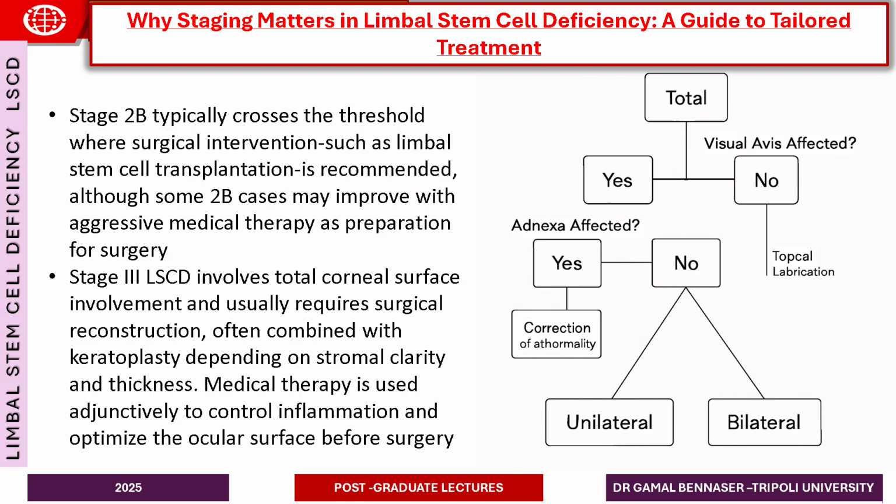Now, in cases of total limbal stem cell involvement, ranging from stage 2B, where 2 means there is affection of the central 5 millimeter, so there will be some visual involvement, and B means that we have more than 50% involvement of the limbus, so there is no C in stage 2. Along with stage 3, these cases usually need surgical interventions in the form of limbal stem cell transplantation, but still we have some cases in which there is sparing of the visual axis.